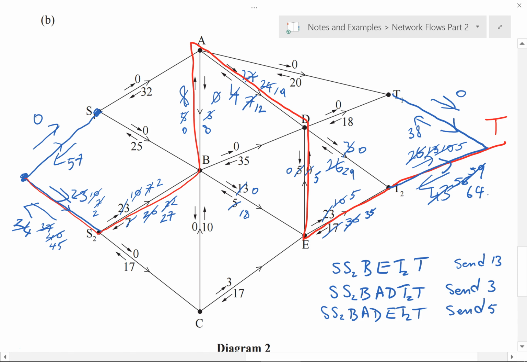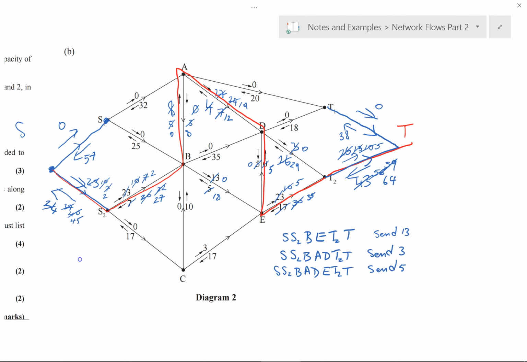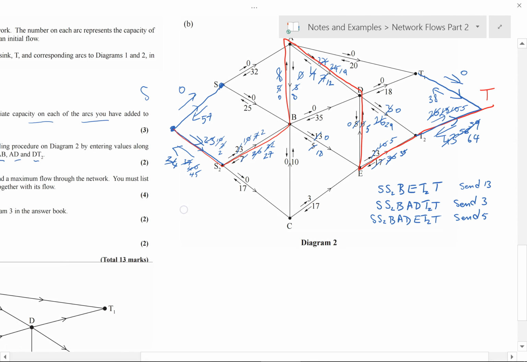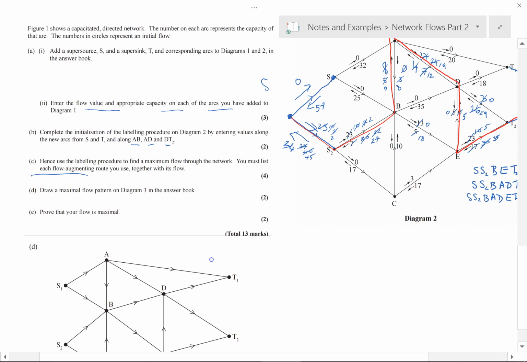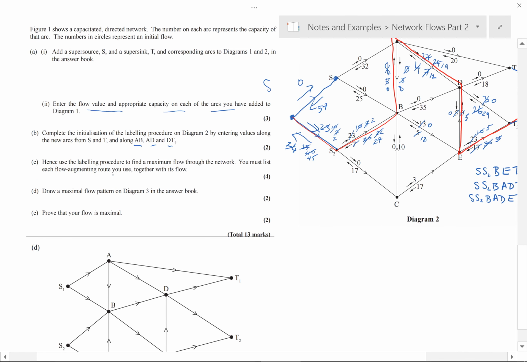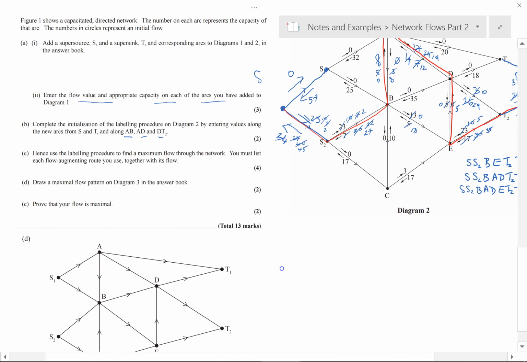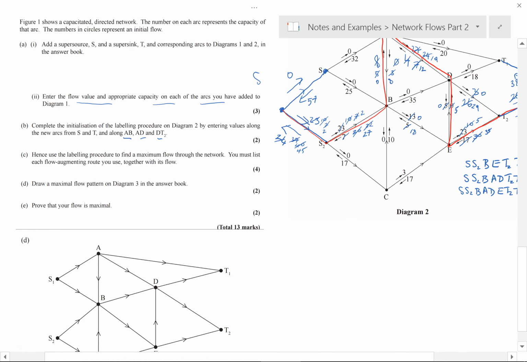Okay, so we've done it, we've completed the labeling procedure. So let's go back to see what the actual question said. So that's the labeling procedure. It says draw a maximum flow pattern on there. So I'm going to tidy this up a bit so that hopefully we can see what the question's asking us.